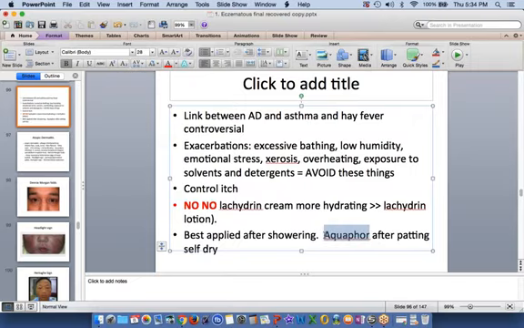Aquaphor is good. But I can tell you, Vaseline is just as good as Aquaphor. It's just a little more greasy. Aquaphor is not as greasy, so it doesn't work as well. You know?